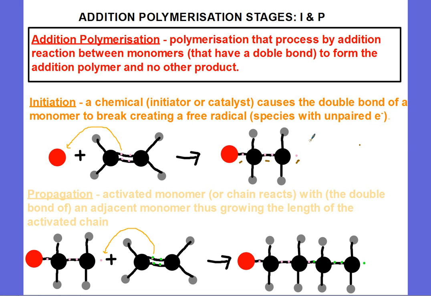It's got an unpaired electron. It's also called a free radical. That means it's very reactive because electrons like to be in pairs. They like to form covalent bonds to be in those pairs. And that leads straight to propagation.